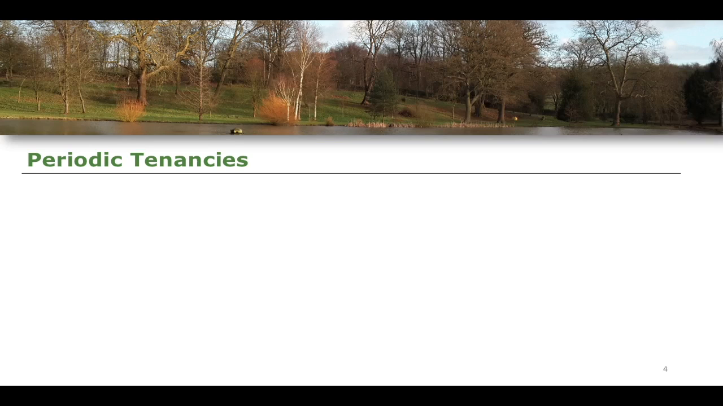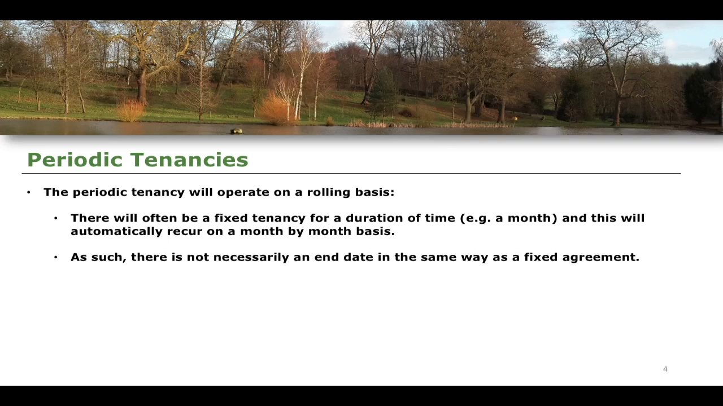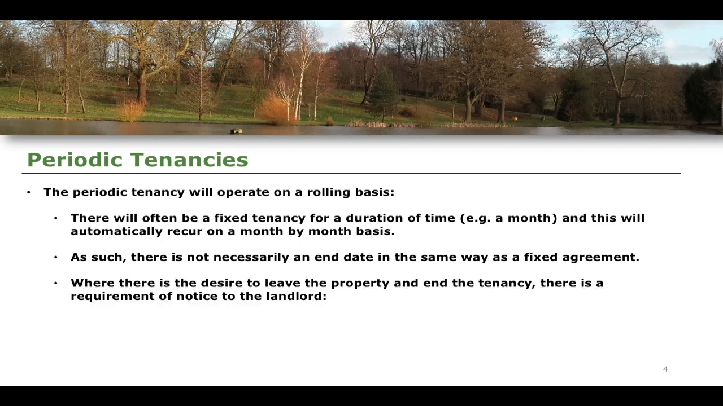The second type of leasehold agreement that can exist is one that we have also looked at in the past as well, which is the idea of the periodic tenancy. A periodic tenancy will operate on a rolling basis. Essentially, there will often be a fixed tenancy duration of time, often a month, maybe 3 months, maybe even 6 months, okay? And this will automatically recur on a month-by-month basis. As such, there is not necessarily an end date in the same way as a fixed agreement.